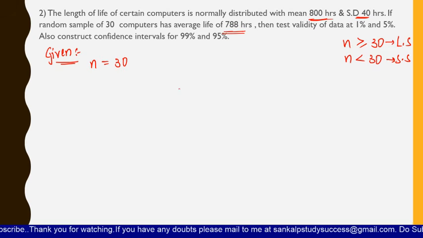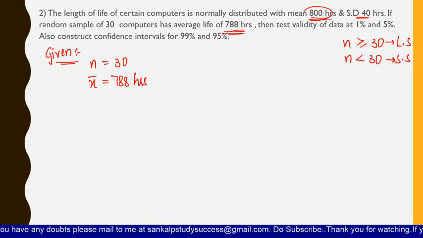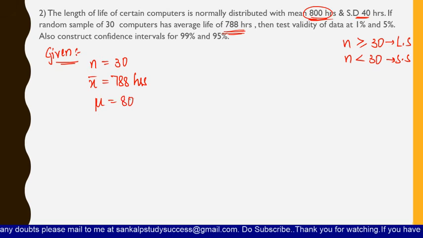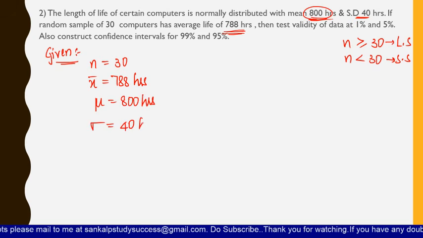N is equal to 30, and here x bar is nothing but 788, right? Because it is the average life of 30 computers. So x bar is equal to 788 hours. You have to write the units also. So now here we are given the mean and standard deviation, where mu is equal to 800 hours and sigma is equal to 40 hours.